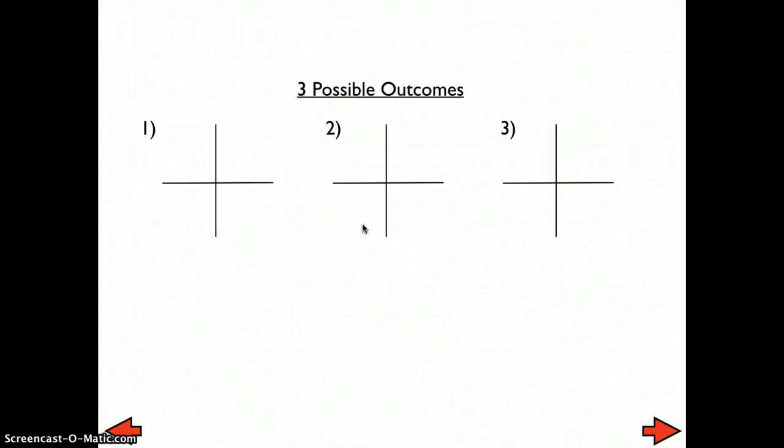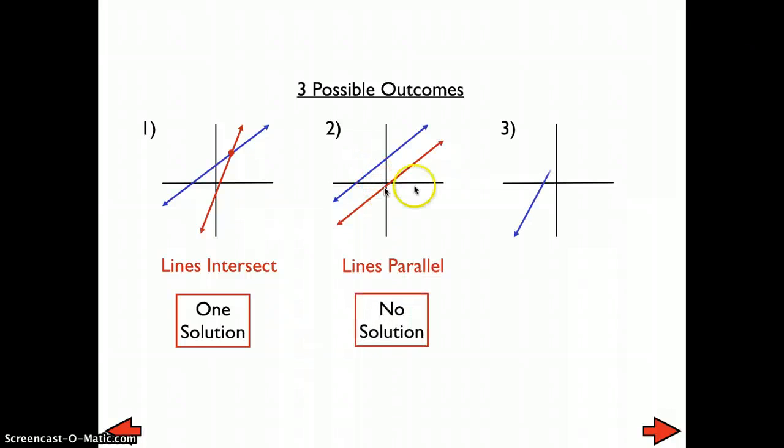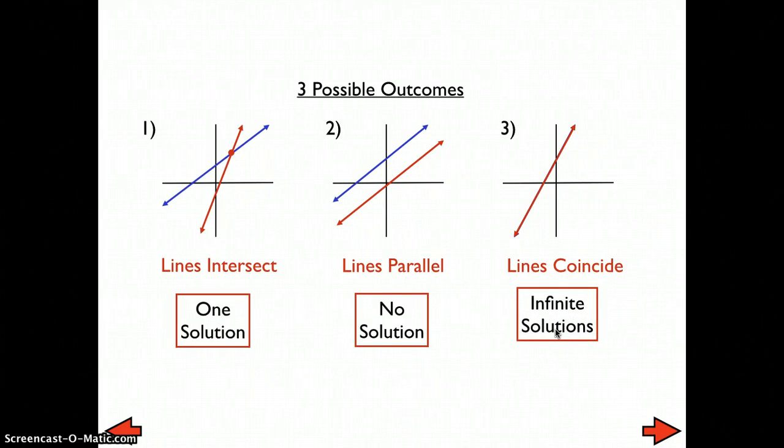Okay, so continuing on, I'm going to show you the three possible outcomes. You can have one solution where the two lines intersect at one point. You can have no solution where the lines are parallel and they will never intersect. And you can have something called infinitely many solutions. And when will that occur? If you have one line and the second line is right on top of it. We call that lines coinciding with one another, and we call that infinitely many solutions.